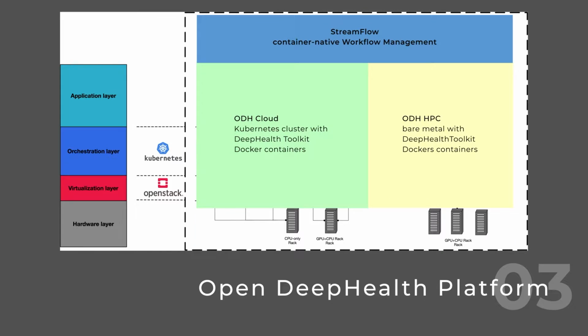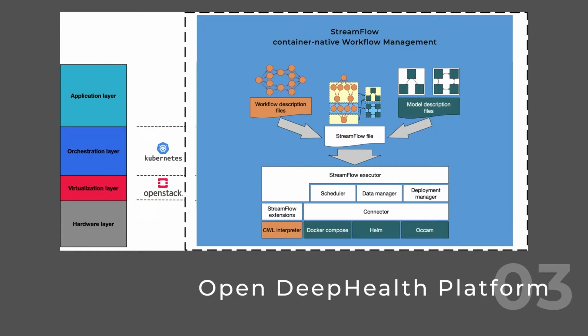The StreamFlow workflow management system allows orchestrating the execution of different tasks on both the components. StreamFlow allows the declarative description of possibly many multi-container environments to be used simultaneously for the execution of workflow nodes. Workflow description specifies the application steps, while the model description defines the target infrastructure's capabilities.